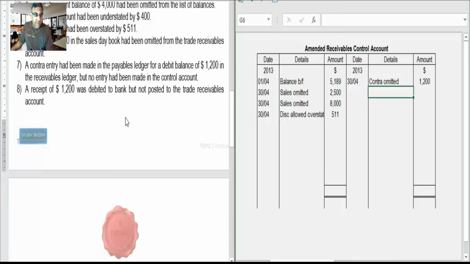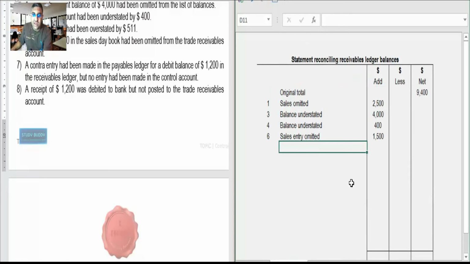Error number 8. A receipt of $1,200 was correctly debited to the bank, but it was not posted to the trade receivables account. In other words, the receipt was correctly debited to the bank account, which is found in the general ledger. So we do not have to make any correction in the amended receivables control account. But we missed the entry in the trade receivables account, which is found in the sales ledger. Therefore, the correction has to be made only in the statement of reconciliation.